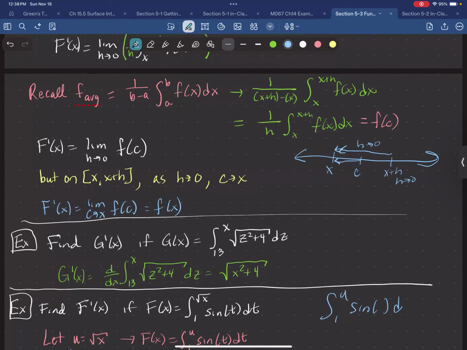None of those look like u's. They all look like sloppy a's. We're going to do that. And then the rule will, not u, this is still t. And then we'll be able to plug in u, okay? So we're going to say u equals the square root of x.